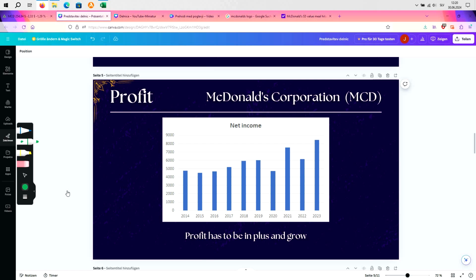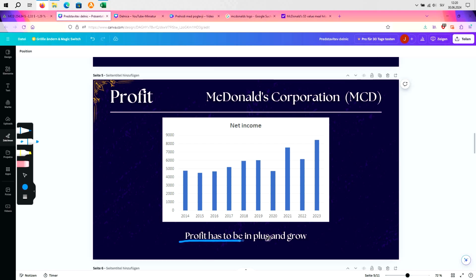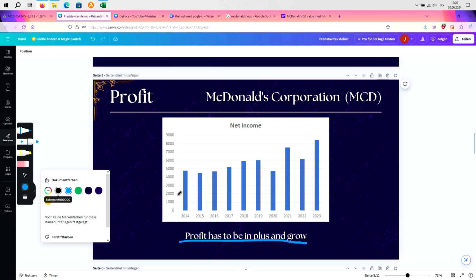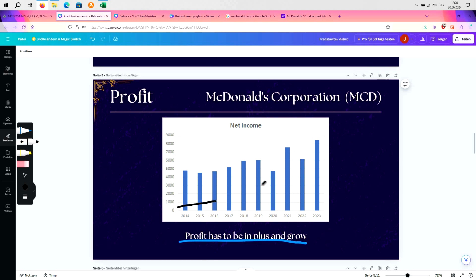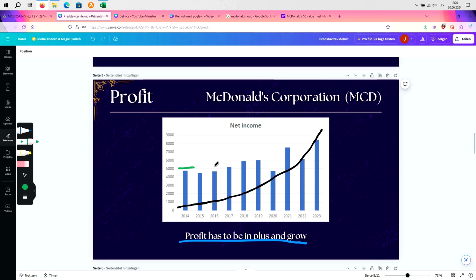Now we come to the profit, and for profit we also have an instruction that profit has to be in plus and it has to grow. Here is the very same story, bro. We are going to draw that exponential growth line, kind of like this, and then we are going to compare the profit with this line. You can see, bro, that the profit also in this case follows the line. It grows exponentially, of course with ups and downs, but it goes towards the top. So this is what we want to see as well.